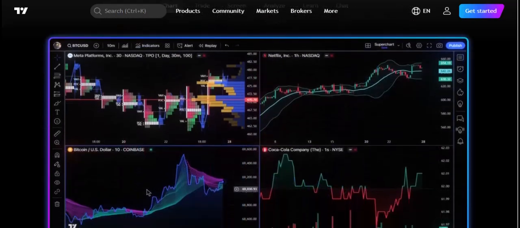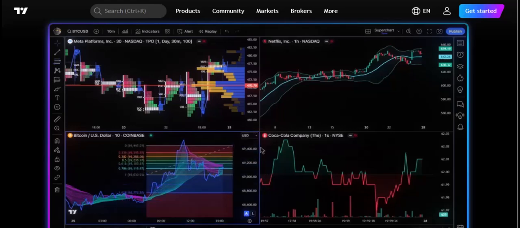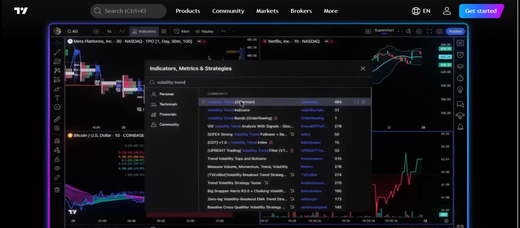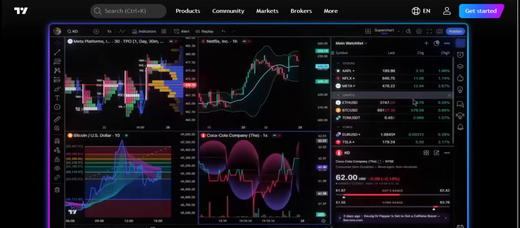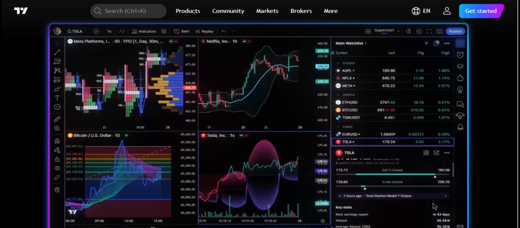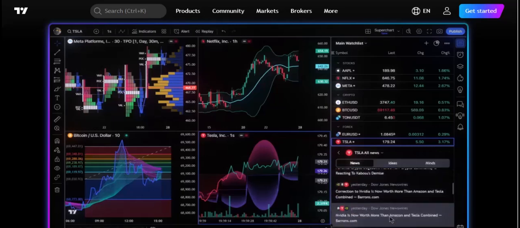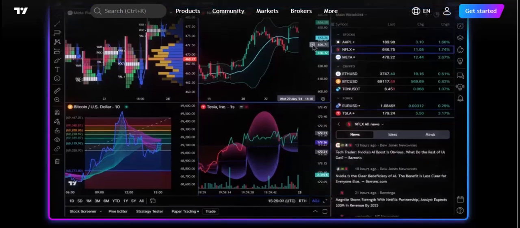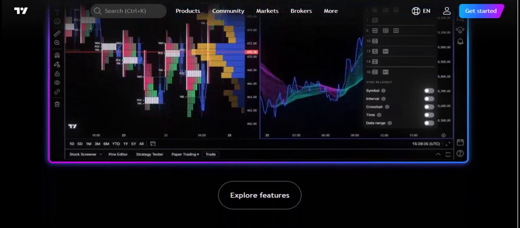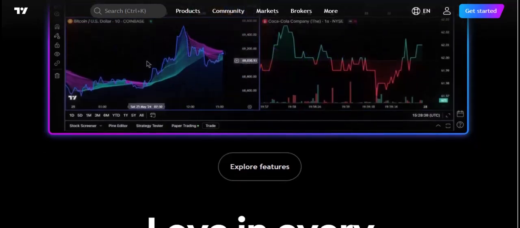So, what exactly do you get in the free version? Let's talk charts. TradingView's charting capabilities are a major draw, and even with the free plan, you get access to incredibly detailed and customizable charts. You can choose from various chart types like candlestick, line, bar, and Heikin-Ashi, allowing you to visualize price action in a way that suits your trading style.